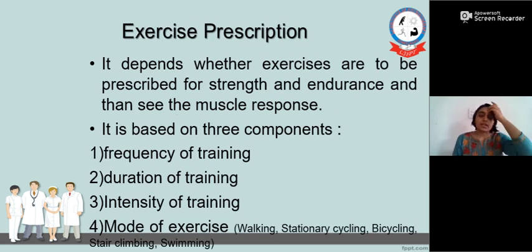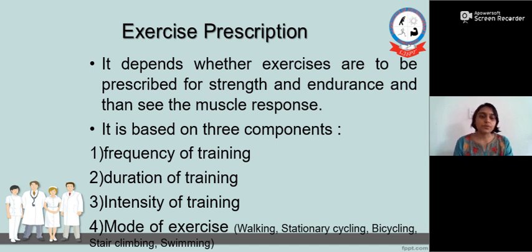So let's discuss exercise prescription. These are the exercises that can be given and prescribed in this manner to gain some physiological changes. It depends on whether exercises are to be prescribed for strength or endurance, and then we see the muscle response. It is based on three components: frequency of training, duration of training, and intensity of training, as well as mode of exercise. Which mode of exercise we would like to give, like walking, stationary cycling, bicycling, stair climbing, swimming. These are all endurance exercises.